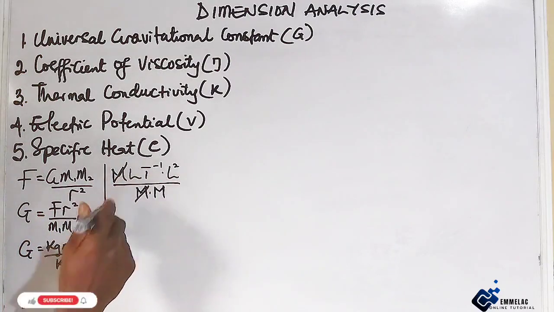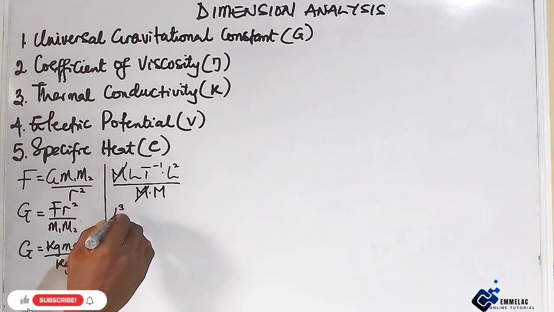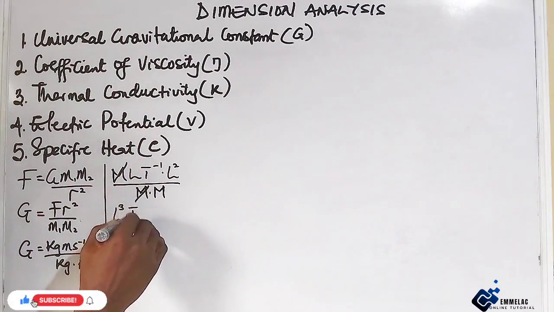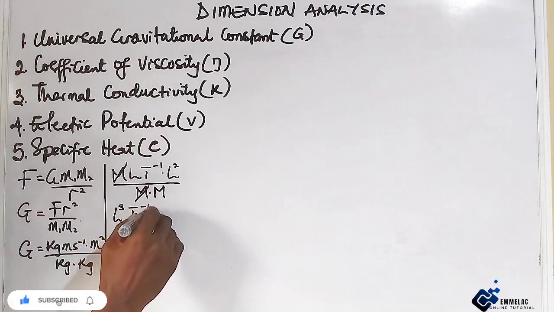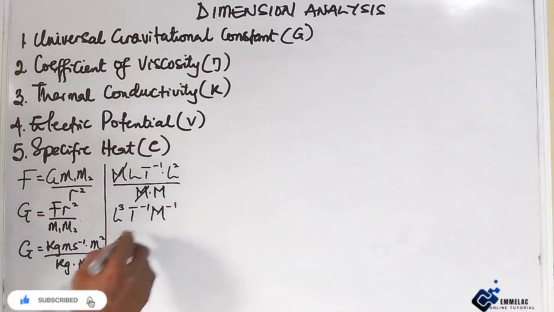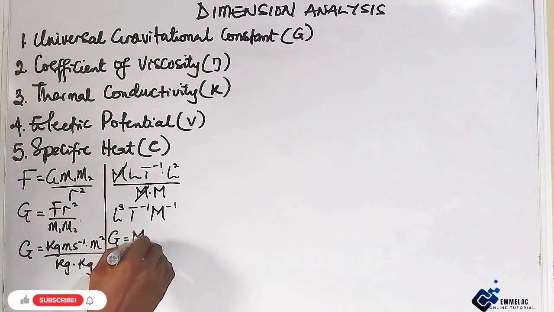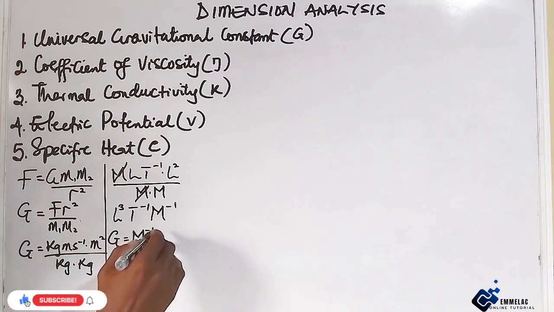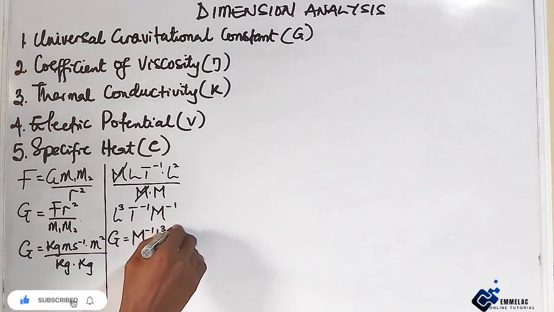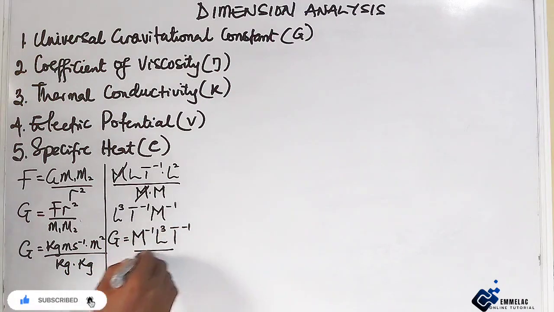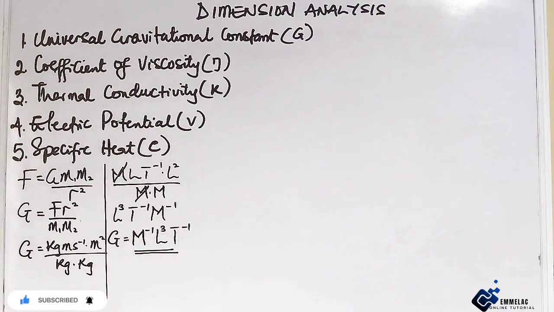Here we are left with L times L squared, which gives us L to the power of 3, then T raised to the power of minus 1, then we have M raised to the power of what? Minus 1. So the dimensional formula for our gravitational constant, rearranged, is M to the power of minus 1, L to the power of 3, and T to the power of minus 1. This is the dimensional formula of the gravitational constant.